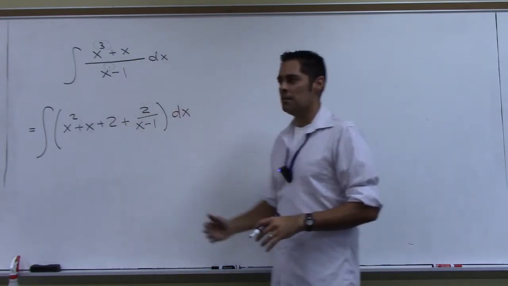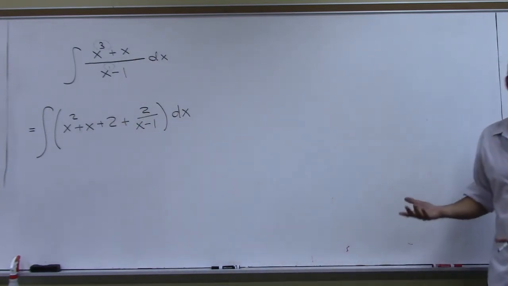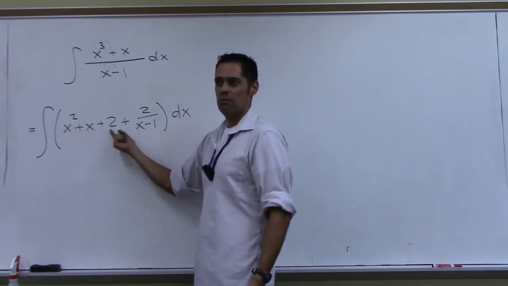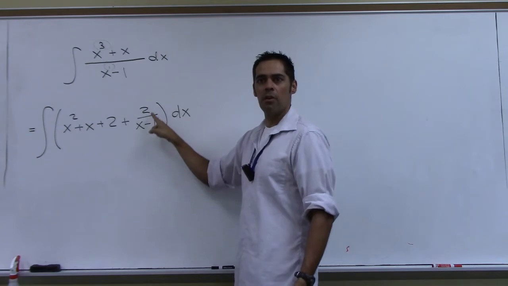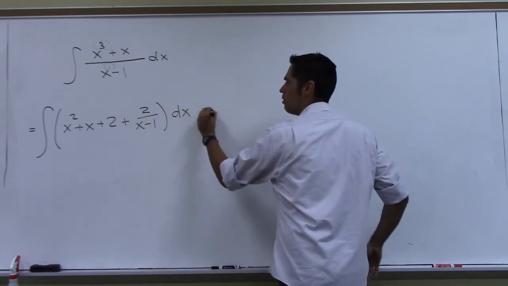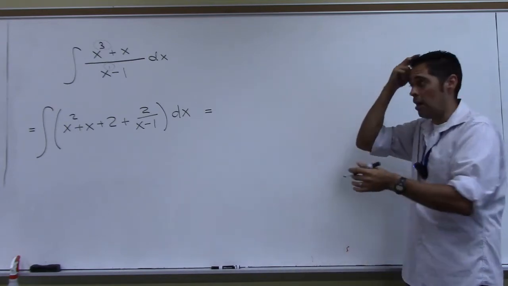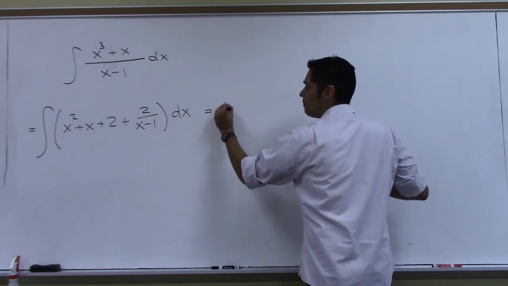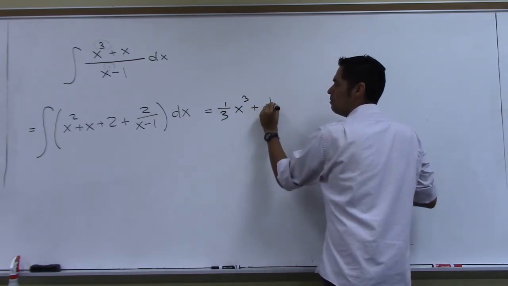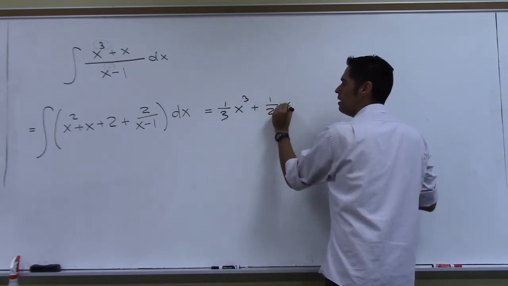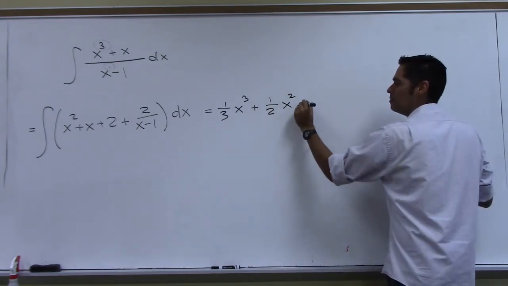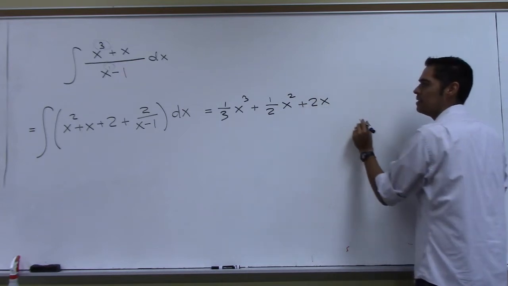And which one is better? Which one would you rather integrate? This one right here, right? This is just power rule, power rule, power rule, and a constant over a linear expression. Don't even need the sub. You could go straight to it. Watch. Antiderivative of x squared, 1/3 x cubed, plus 1/2 x squared, plus 2x.